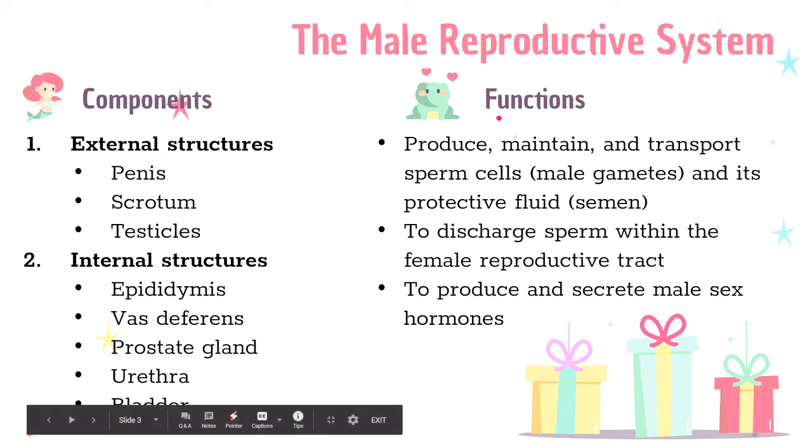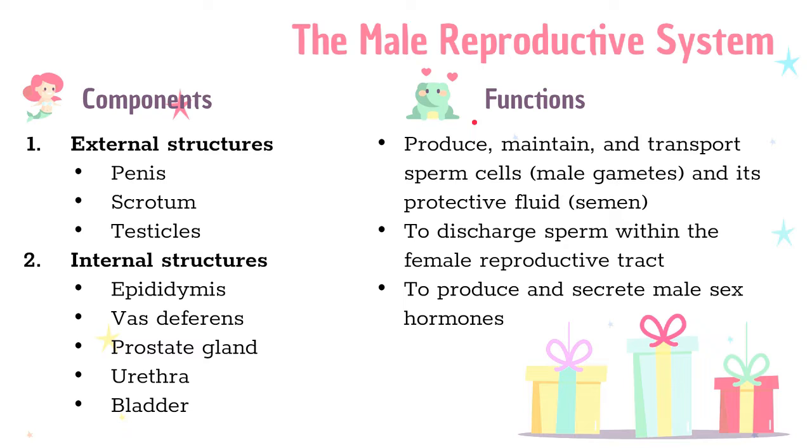The functions of the male reproductive system are to produce, maintain, and transport sperm cells, which are the male gametes or the male sex cells, and its protective fluid called semen. To discharge sperm within the female reproductive tract, to ensure conception and fertilization, and to produce and secrete male sex hormones.